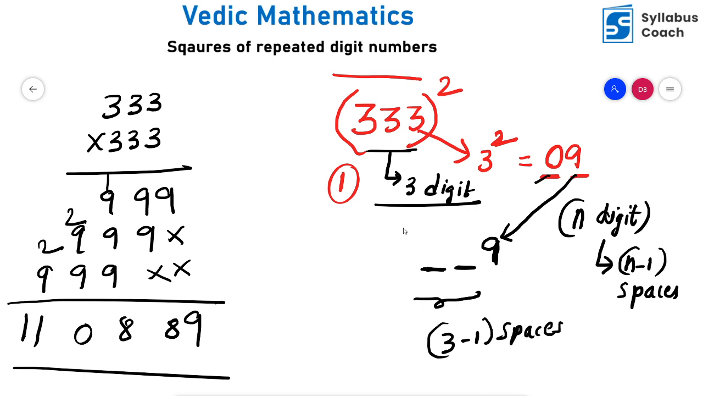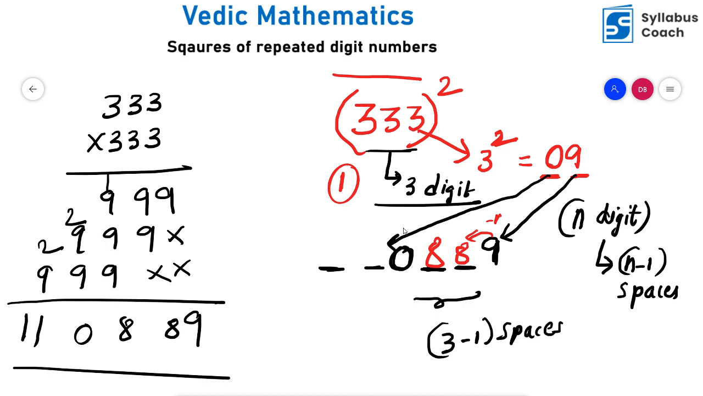And after that, bring the number before 9, which is 0. What is it? 0, right? And again, before 0, leave 2 spaces. Now the answer is simply from 9 you have to reduce one number, which is 8, and repeat the same number, 8, 8.